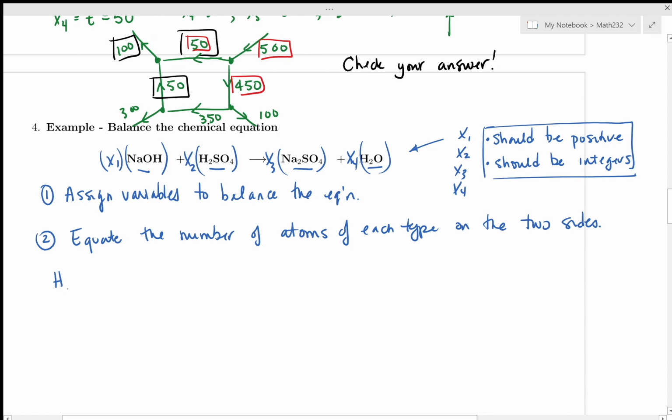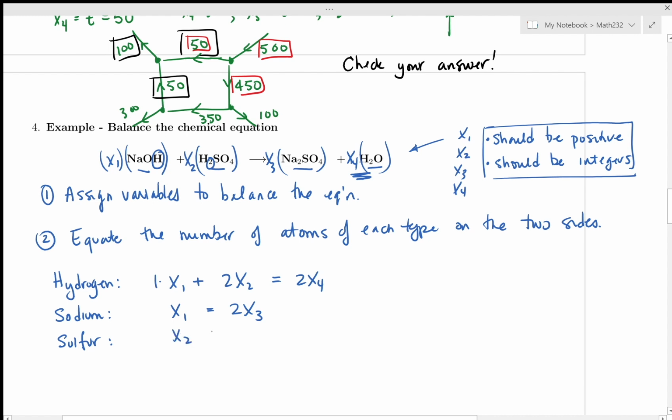So I'm looking at the hydrogen, and I see that on the left hand side, there's a hydrogen there, and it's just one of them. So I see 1 times x1, and then plus, you see here there's 2 hydrogens, so that's 2x2. And then on the right-hand side, I've got 2x4. Okay, so that's what I know about the hydrogens. And I just go through this for each one of the molecules. So for the sodium, I see that x1 has to be equal to 2x3. And for the sulfur, I see that x2 has to be equal to x3.